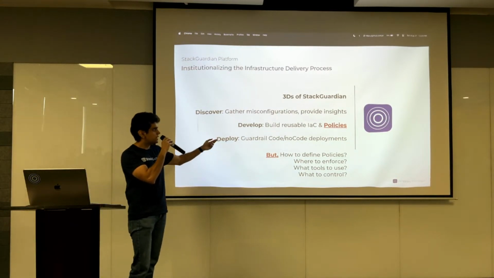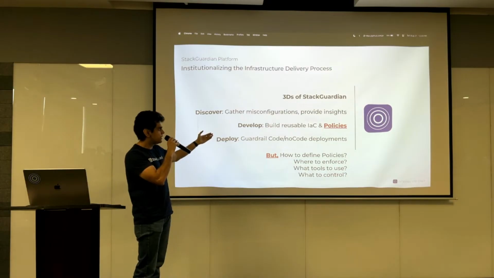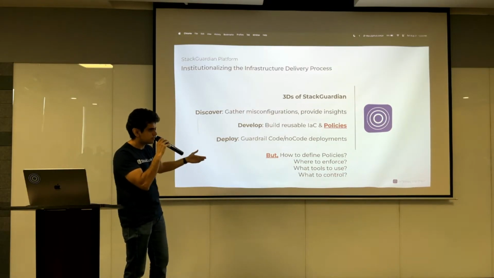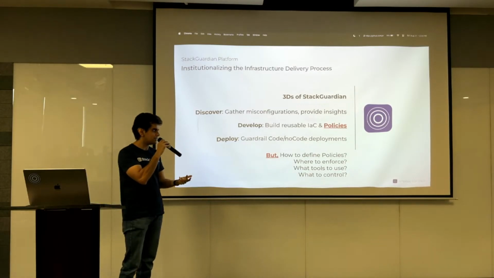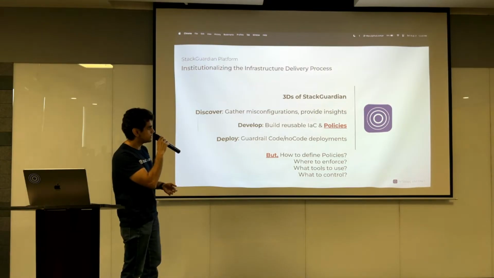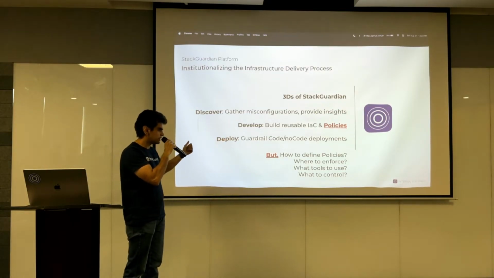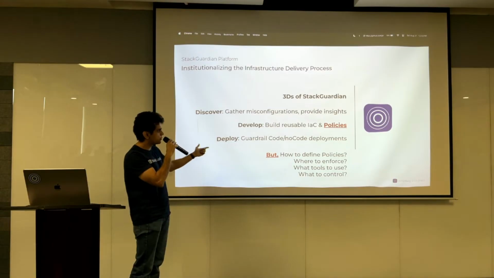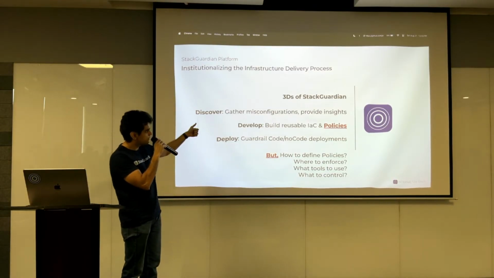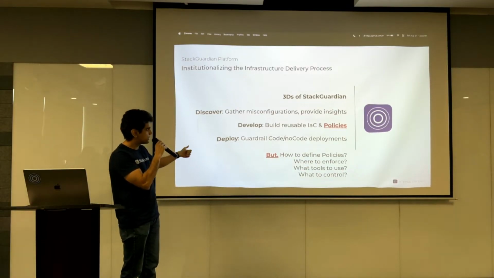Second, we help you develop on the platform itself. We help you develop reusable infrastructure as code. For example, Terraform, Pulumi, CloudFormation, and so on and so forth. And then we help you also write policies, OPA policies. That's what we started with as well. And then we help you deploy. So in our platform, once you have written your infrastructure as code, you can use that to deploy.